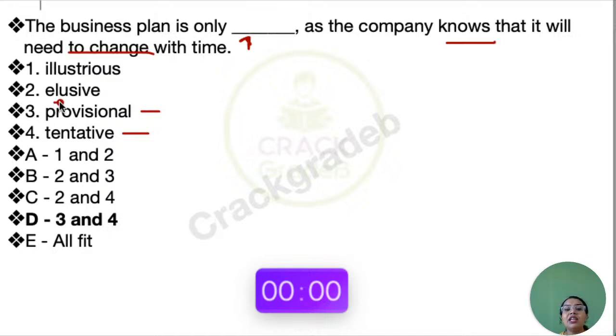Anything which is elusive is hard to track, difficult to track, to follow, to catch. Illustrious is a synonym of the word notable, which we saw in the previous blank. So anything which is important, which is notable, is illustrious.